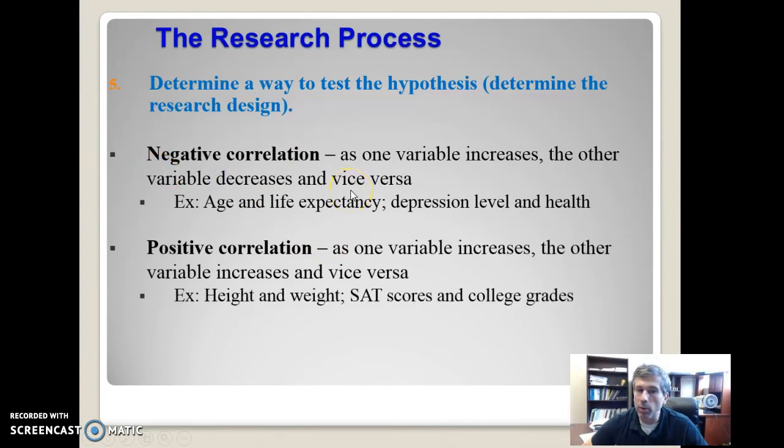So for example, people's height is positively correlated with their weight. People who are taller tend to weigh more. People who are shorter tend to weigh less. There's just less person there. There are individual exceptions, but in general, that's the trend.